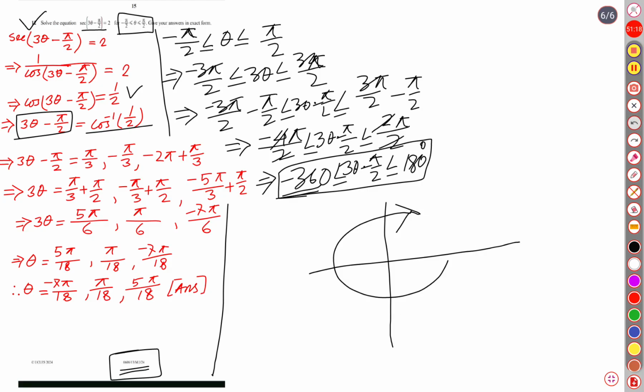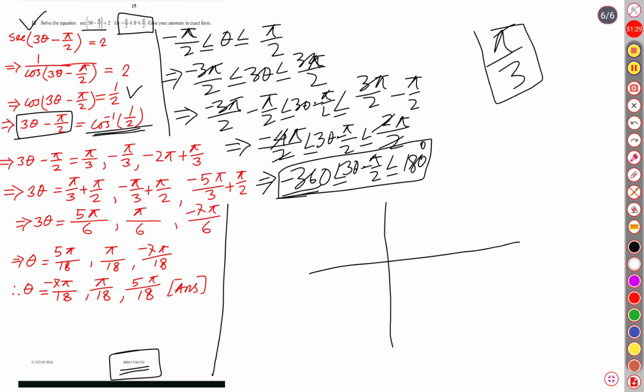Let us see our basic angle. Basic angle: cos is half, which is actually 60, meaning π over 3. π over 3 is our basic angle. Now, as the value is positive half, for cos the positive angle falls either in the first quadrant or in the fourth quadrant.